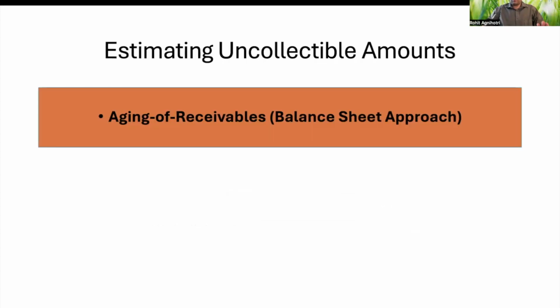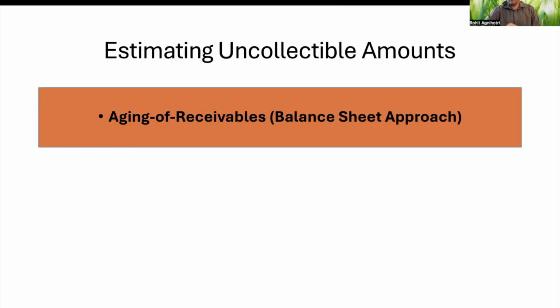Okay, now we will talk about estimating. How do we estimate? Because it's easy to say we are going to estimate, but how? There are different methods. In this particular presentation, we will talk about a method called aging of receivables. What is aging? Aging is how old something is. So with aging of receivables, we ask how old these receivables are. This approach is called the balance sheet approach.